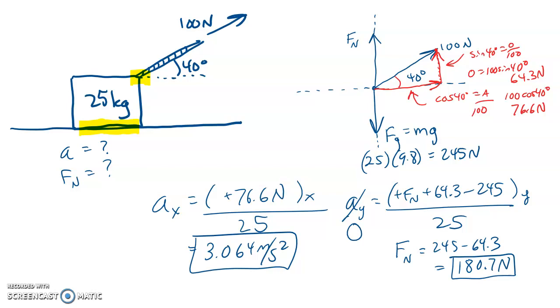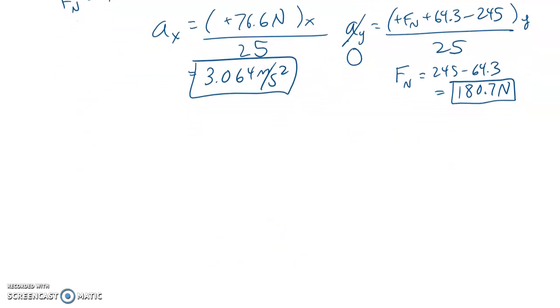If suddenly we start increasing this 100 Newton force, making it bigger and bigger, how big would it have to be to just be at the point where this thing is about to lift up off the ground? To solve that problem, what I want to do is recalculate the x and y components of that force. So now it's not 100 anymore. Now it's an unknown. It's just F.